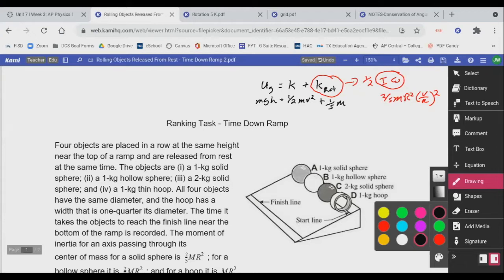M V squared. Wouldn't that be kind of the abbreviation? I'm basically taking the information and breaking it apart and converting it. Doesn't that then allow me to cancel the masses? So mass doesn't matter. When we're looking at this, mass does not matter because it cancels out. So that means A and C are going to reach the bottom at the same time.